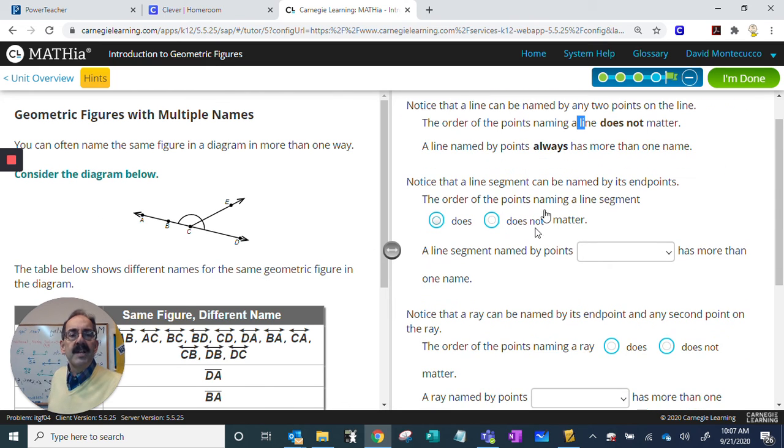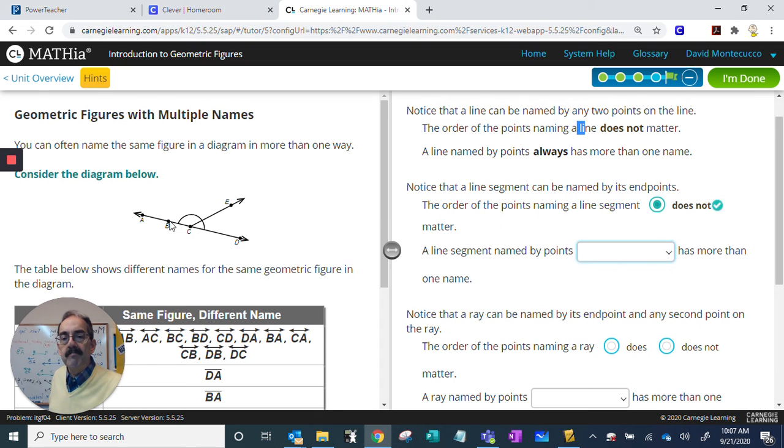Notice that a segment can be named by its endpoints. The order of the line segment does not matter, right? Because it's a segment, BC, CB.